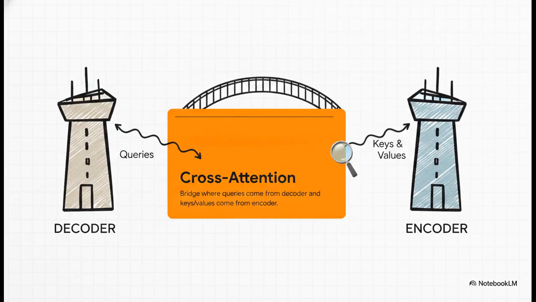The decoder also adds one crucial third sublayer, which is called cross-attention. This right here is the sole bridge between the two towers. Cross-attention is where the queries, which are the "what am I trying to write right now" signals, come from the decoder, and the keys and values, which represent the deep context of the input, come from the encoder. This bridge lets every decoder position freely look at every single input position to guide its translation.